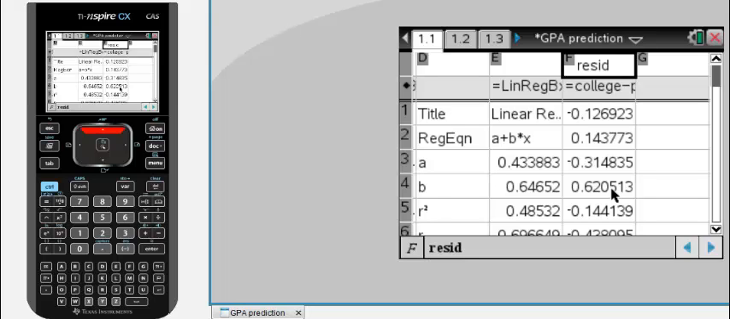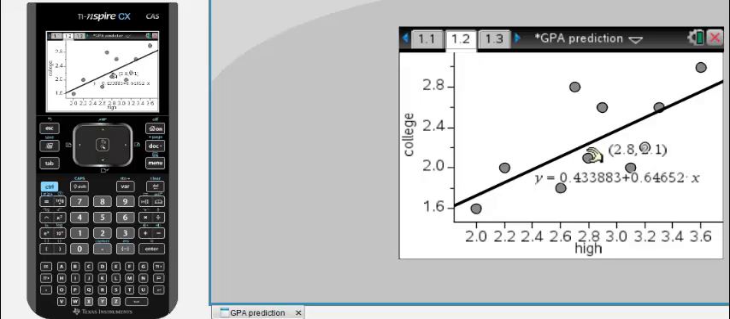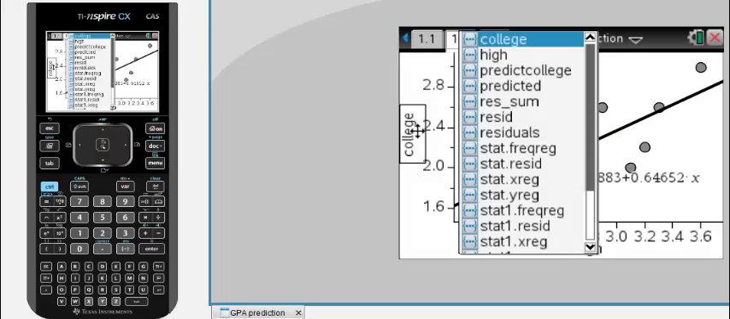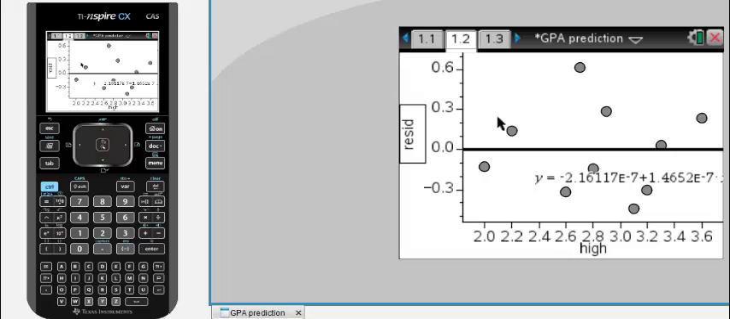So the goal for all this was to calculate a residual plot. And a residual plot is basically a similar plot to this, where we're going to have our high school along the bottom. We're going to have our explanatory variable along the bottom. But instead of college up top, we're going to have residuals up top. I don't know if I can actually just do that. I called it resid, right? Oh, look how cute that is.